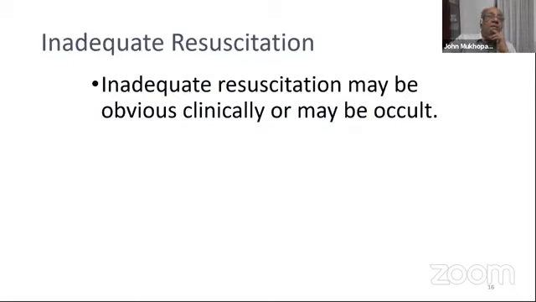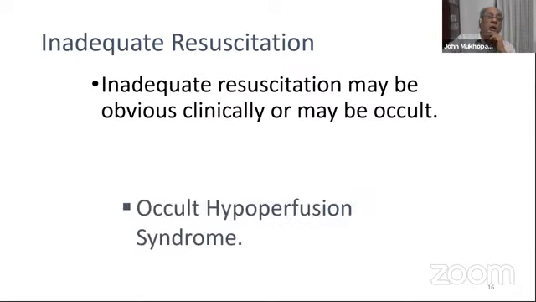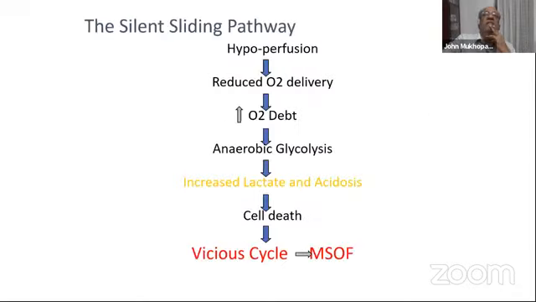So inadequate resuscitation may be obvious clinically in the classical signs that we talked about, or it could be occult, which we call the occult hypoperfusion syndrome. Once this happens, this hypoperfusion causes reduced oxygen delivery, which then increases the oxygen debt, which then leads to anaerobic glycolysis, which leads to increased lactates and acidosis, which further causes cell death, and you end up in a vicious cycle, which eventually may lead to multi-system organ failure. So this is the silent sliding pathway that you need to try and avoid.